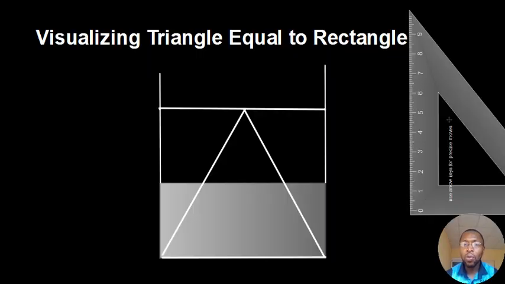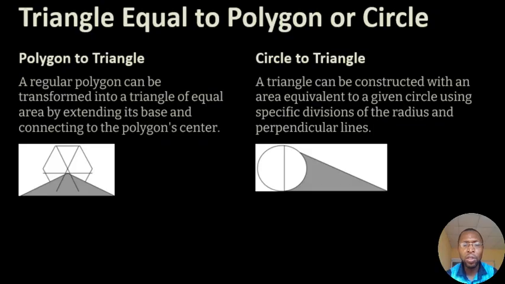All right. Having said that, let's talk about constructing a triangle that is equal in area to a polygon or a circle. How do we construct a triangle whose area will be equal to the given polygon area or the given circle area? Very simple. If you are given a polygon and you want to construct a triangle equal in area to it, first you draw all the diagonals in the polygon to meet at the center. Then at the center, you extend a line downward like this, and then you join up together.